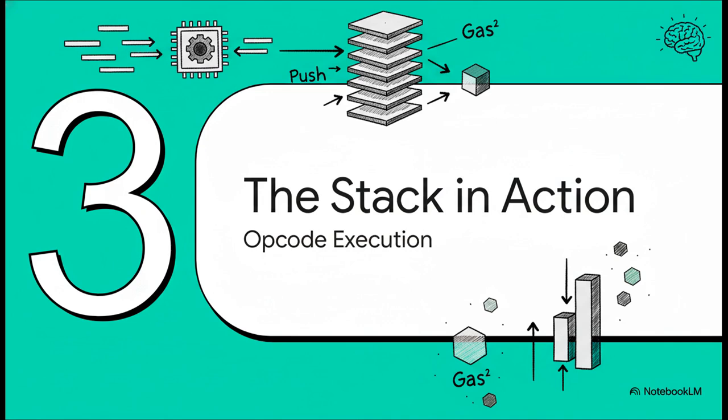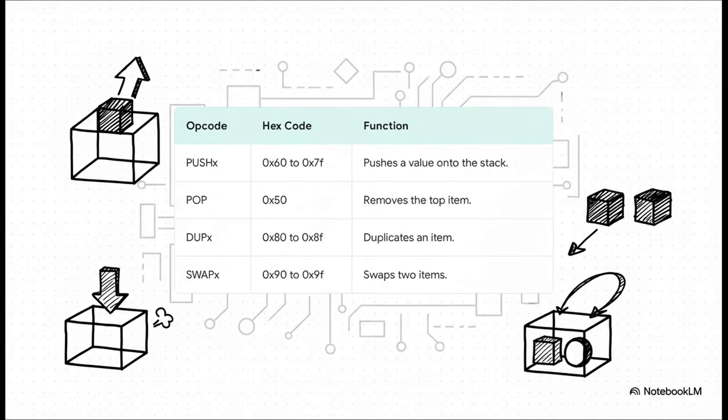Okay, so that's the theory. We've talked about this LIFO plate tower. Now let's see how it actually works when the EVM executes a super simple line of code. We're going to trace an addition operation step by step. All right, before we start the trace, here are the four main tools the EVM uses to mess with the stack. You've got push to put things on, pop to take them off, dupe to duplicate an item, and swap. Well, you can guess what that does. These are the basic building blocks for everything that's about to happen.